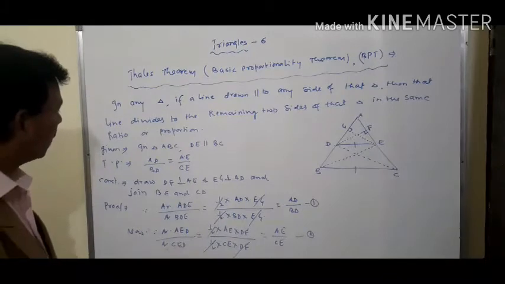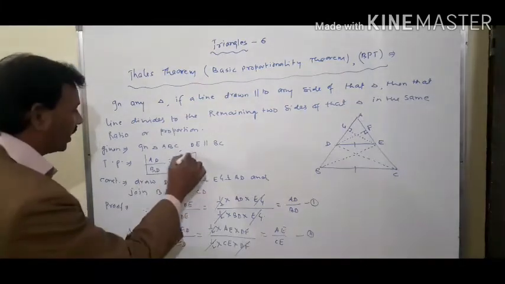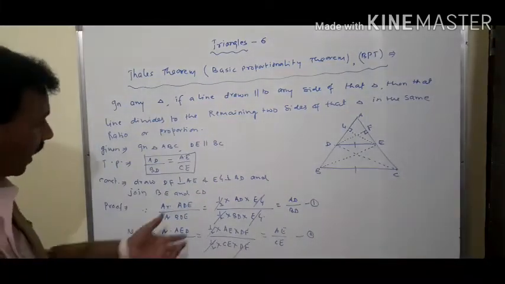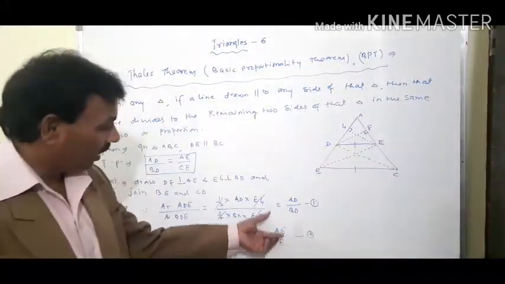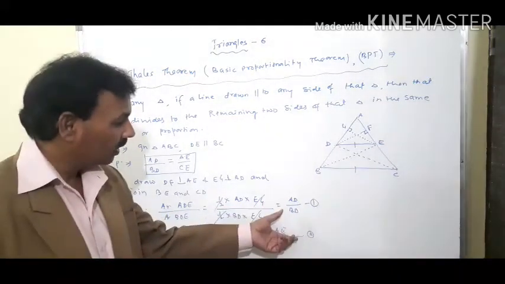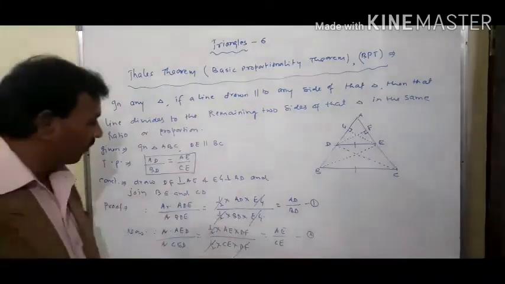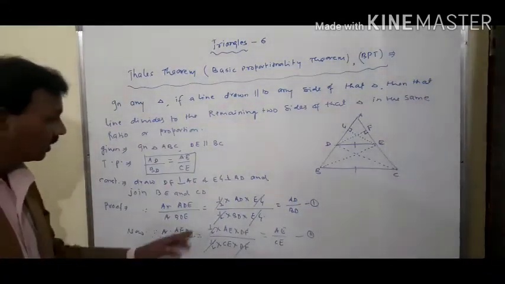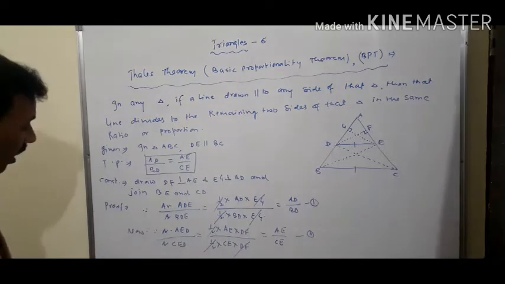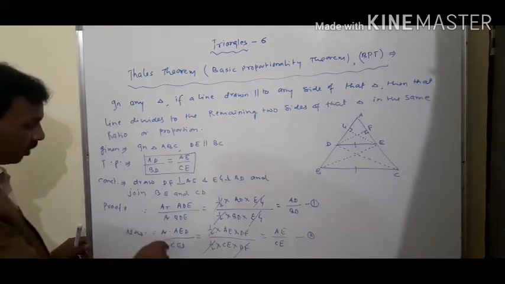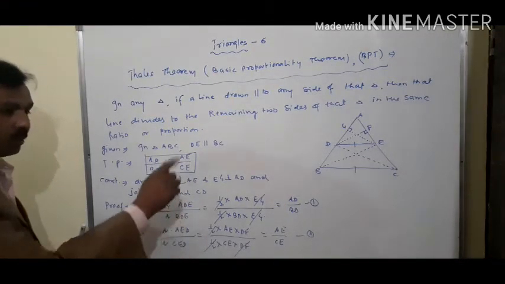As you see here, what you want to prove is AD upon BD equal to AE upon CE. This is the right side of equation 1 and equation 2. If the right sides of both equations are equal, then this theorem is proved. For this, we should first prove the left sides of equation 1 and 2 are the same. Now you can see easily that in the upper triangles, area ADE and area AED are the same triangle.